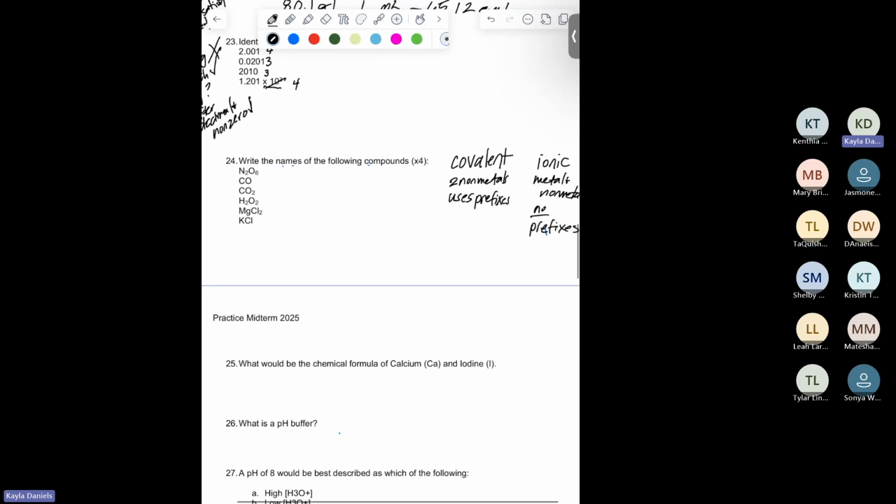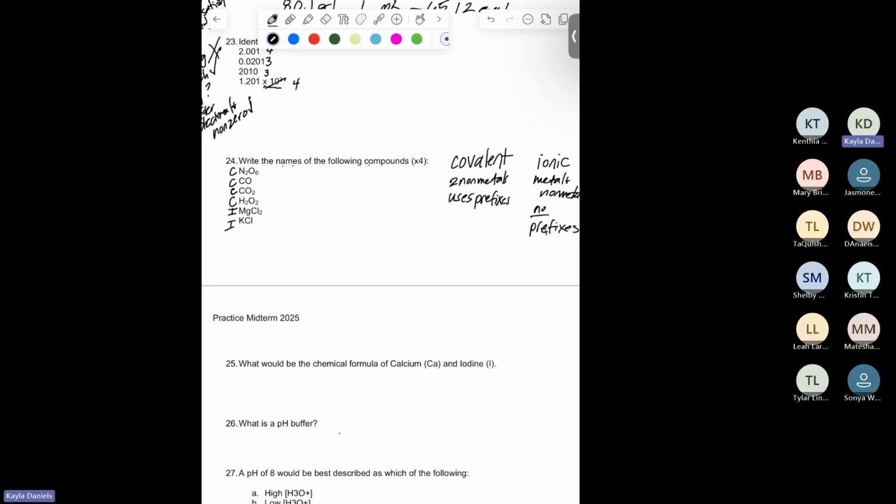N2O. Is it ionic or covalent? Covalent. CO. Covalent. CO2? No, it's covalent. Everything's covalent so far. Hydrogen's the one weird one. He's a nonmetal, even though he's on the other side of the periodic table. So H2O2 is also covalent. Magnesium chloride, this is our first ionic. And then KCl is also ionic.